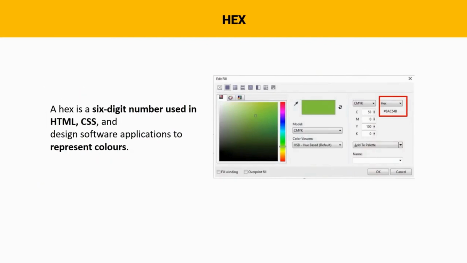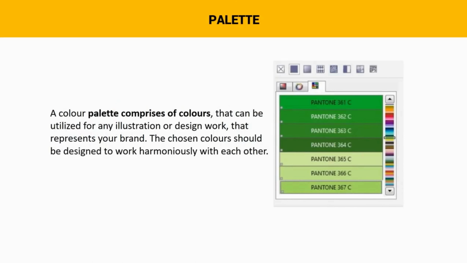Hex. A hex is a 6-digit number used in HTML, CSS, and design software applications to represent colors. Palette. A color palette comprises colors that can be utilized for any illustration or design work that represents your brand. The chosen colors should be designed to work harmoniously with each other.